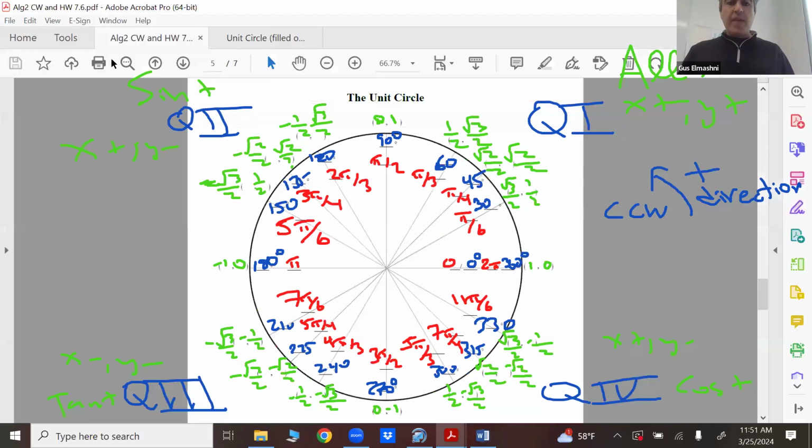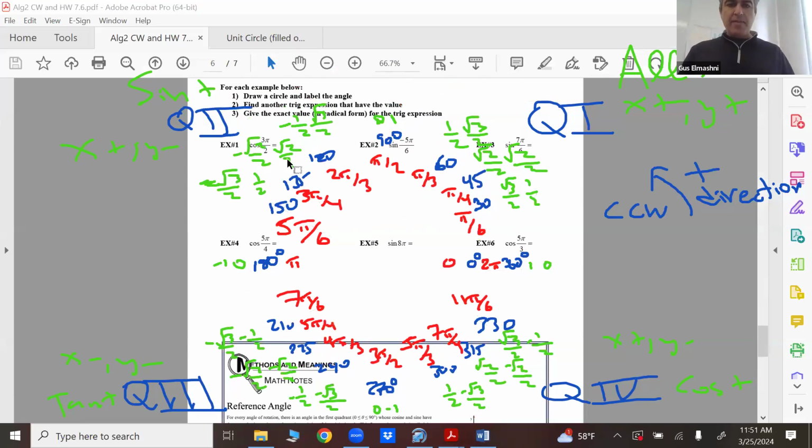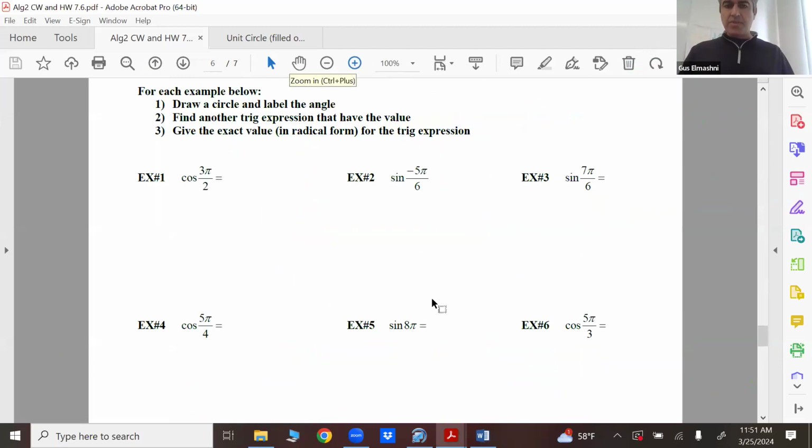Okay. So now, how do we use this? We use this by evaluating all these different trig functions. So cosine of 3 pi over 2, sine, cosine, and so forth.